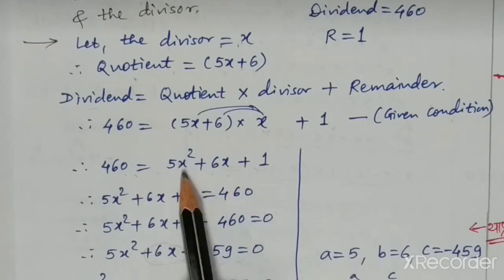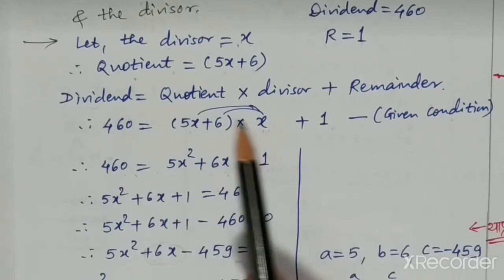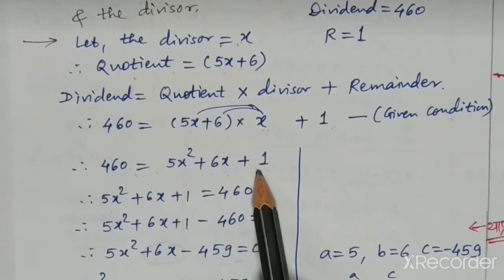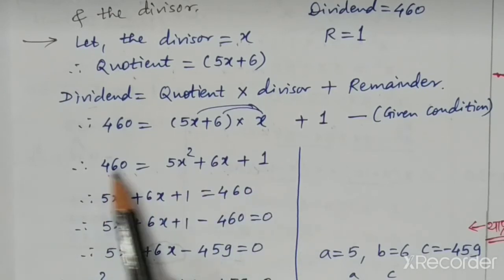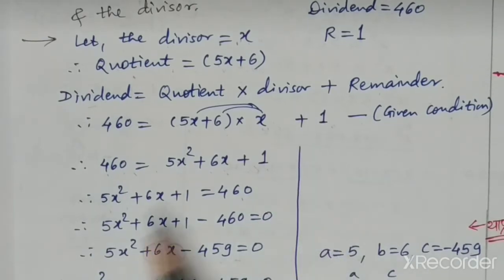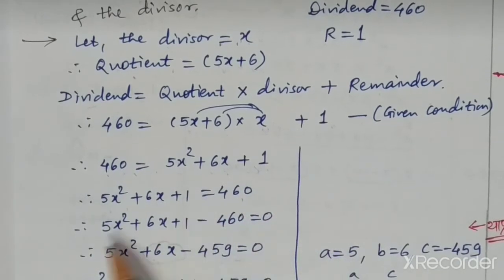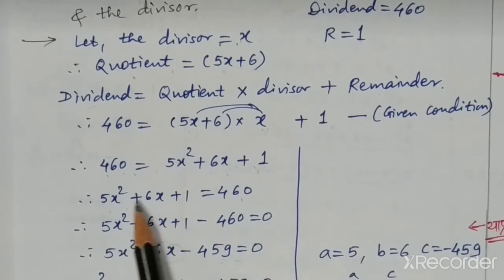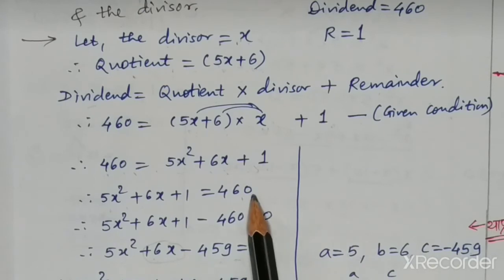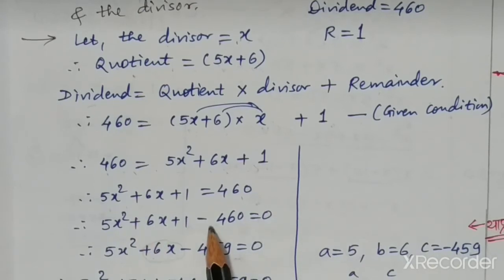Now 460 is equal to 5x square plus 6x plus 1. Take this right hand side to the left and left hand side to the right, means at the same time I am interchanging the two sides. So 5x square plus 6x plus 1 is equal to 460. Take this 460 to the left hand side, it becomes minus. So 5x square plus 6x plus 1 minus 460 is equal to 0.